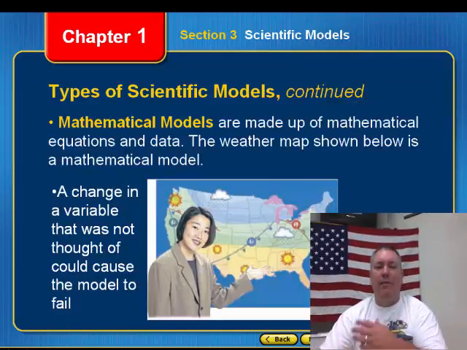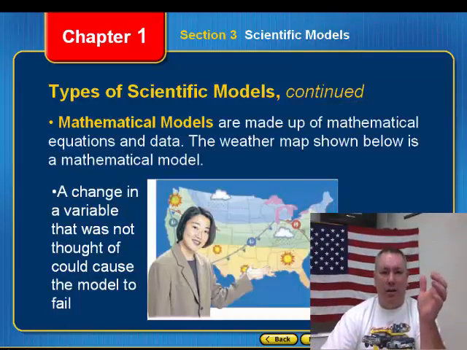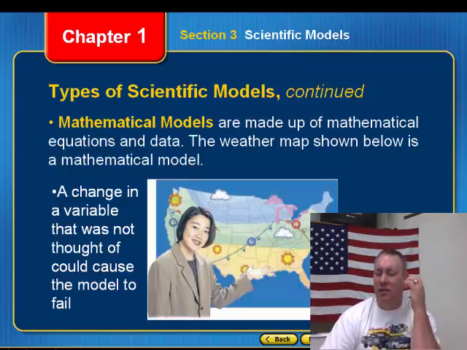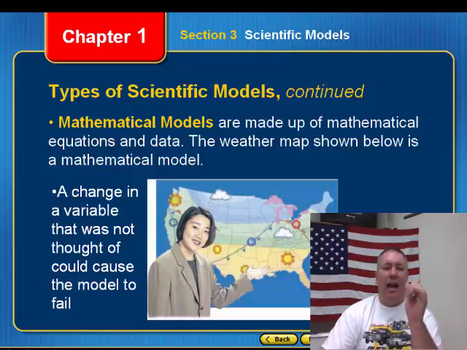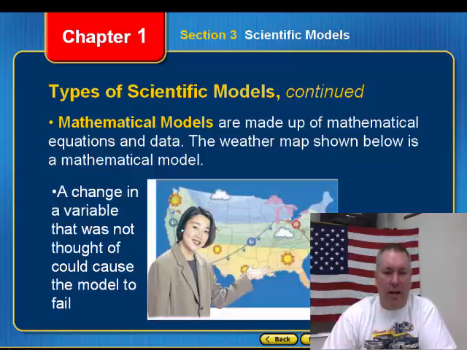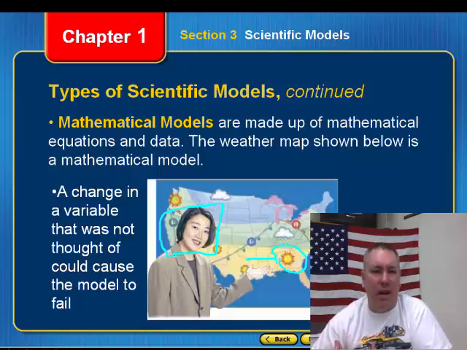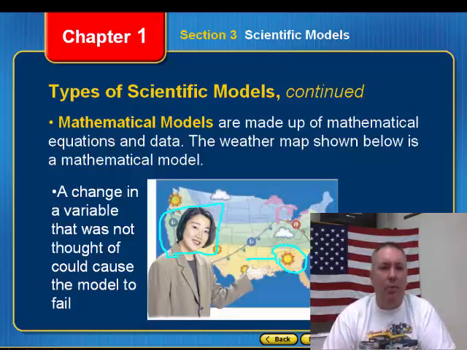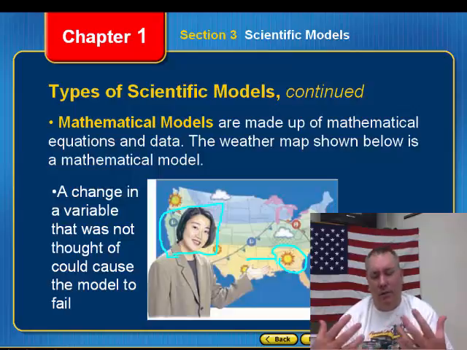The next type of model is called a mathematical model. Now, mathematical models are exactly what it sounds like. They use mathematical equations and data to come up with their model. The example for that would be right here. Oh, look, this is our little weatherwoman. She was showing us that down here it's going to be beautiful. Look, Tennessee, we got sun. Mathematical models use mathematical equations and data to come up with their model.